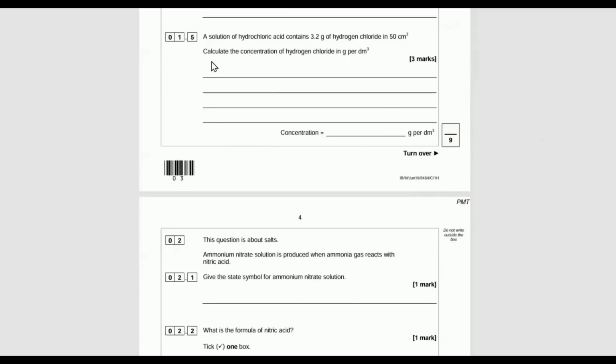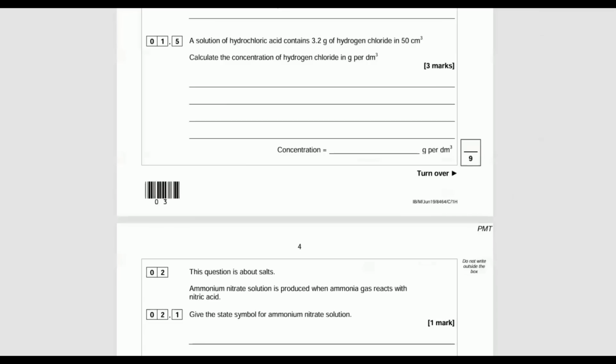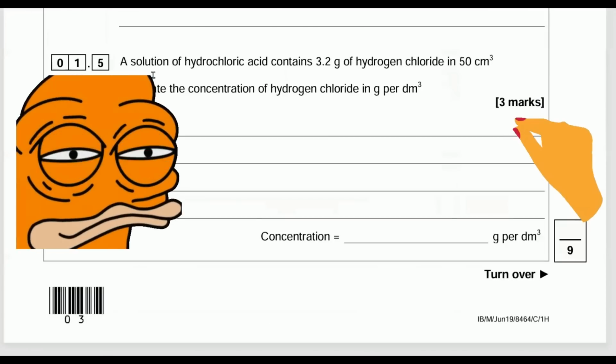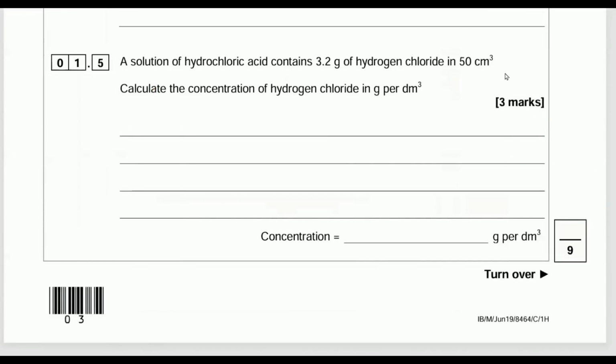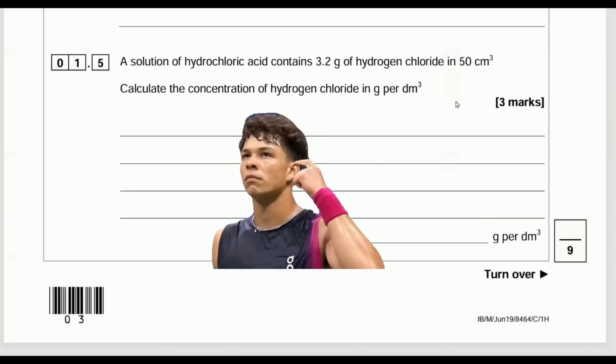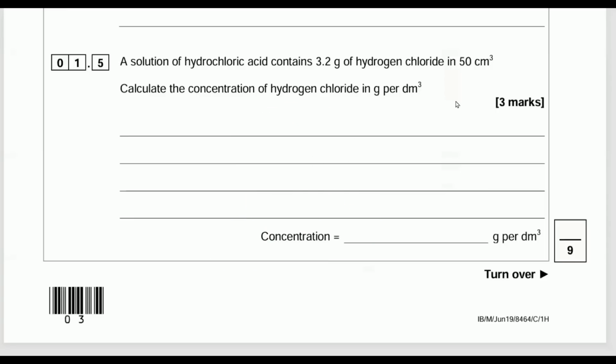Right, 1.5, a solution of hydrochloric acid. I need to zoom in. A solution of hydrochloric acid contains 3.2 grams of hydrogen chloride in 50 centimeters cubed. Calculate the concentration of hydrogen chloride in grams per decimeter cubed. Listen, people, the amount of students I teach that do not get this and they lose these 3 marks.